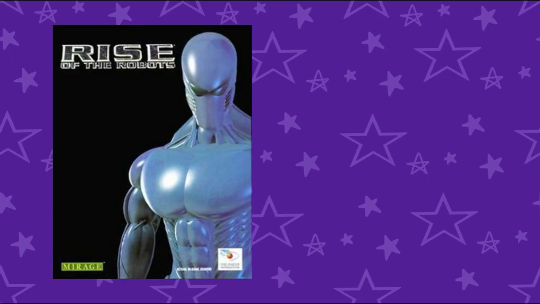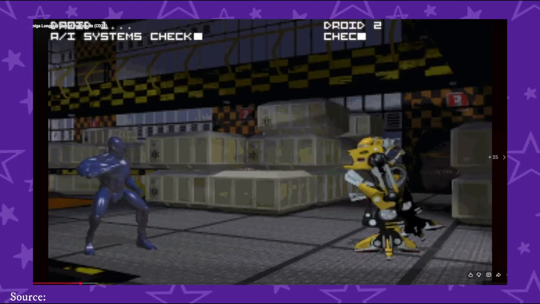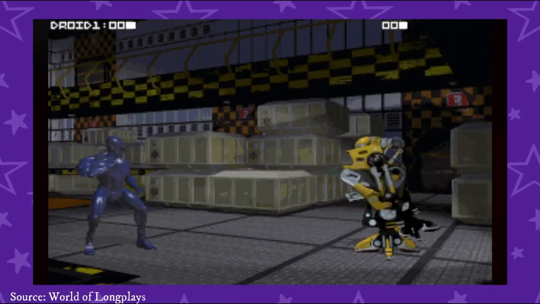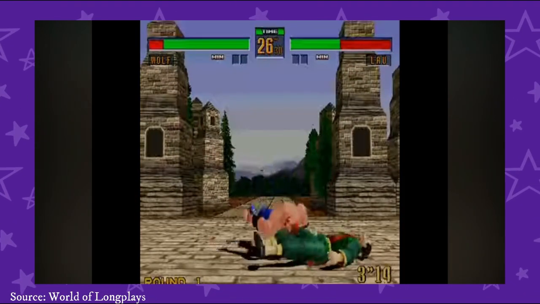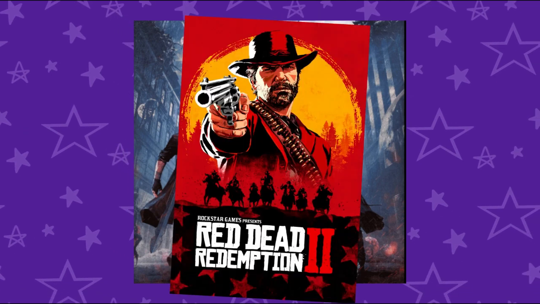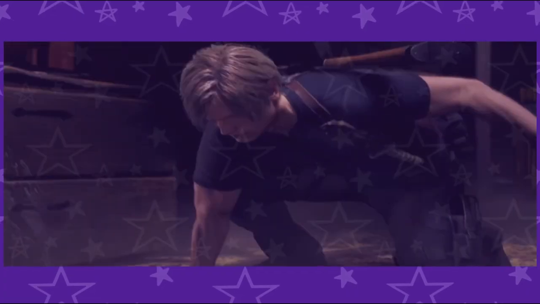Otherwise, the first uses of motion capture can be traced back to Rise of the Robots and Virtua Fighter 2 in 1994. Rise of the Robots was originally created for the Commodore Amiga and ported for the SNES, Mega Drive, and 3DO. Virtua Fighter 2 was released in the arcade in 1994 and for the Sega Saturn in 1995. There are plenty of game series you may know and love that have used this technology, such as Devil May Cry, Red Dead Redemption, The Last of Us, Silent Hill, and of course, Resident Evil.